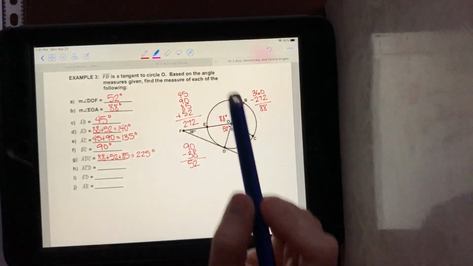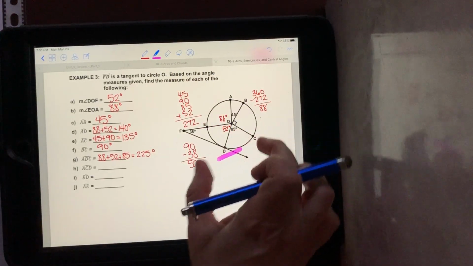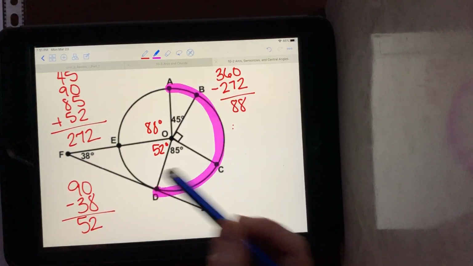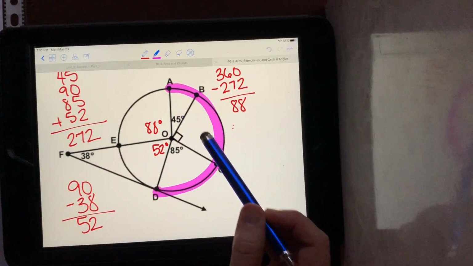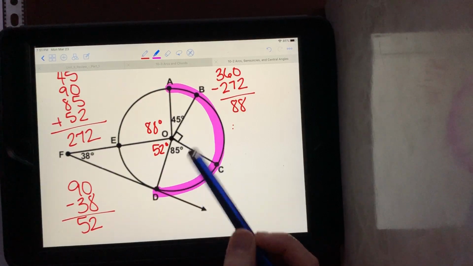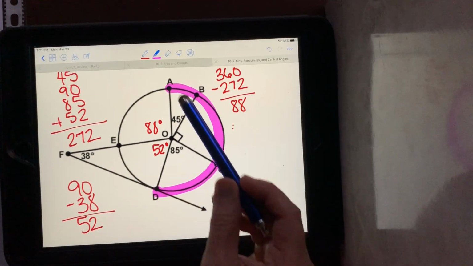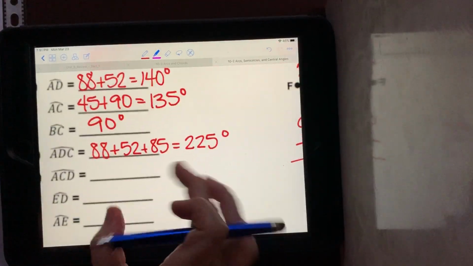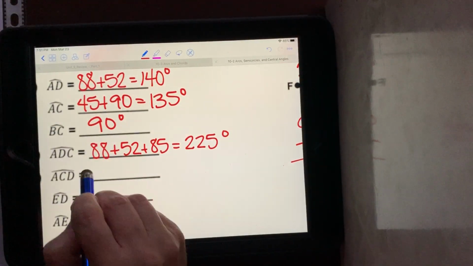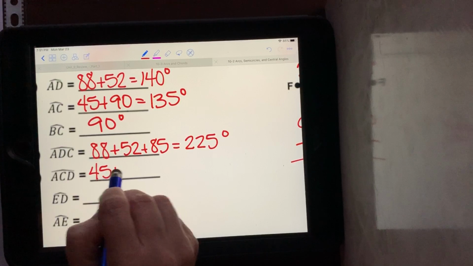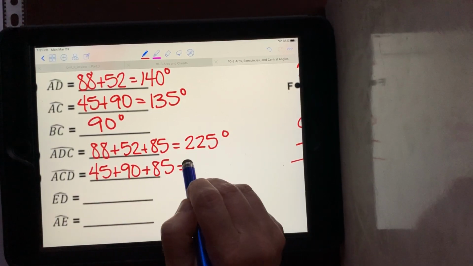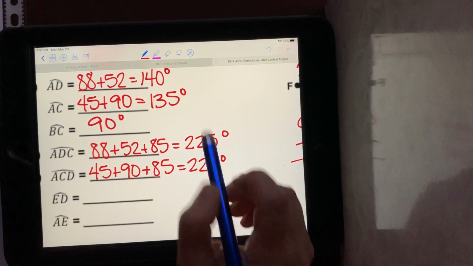All right, so next one, ACD. Now we're going this way, and we have to include all three of those. So we're going to add up a 45, a 90, and an 85 to get the measure of that arc in degrees. So again, we have 45 plus 90 plus 85, which gives us 220 degrees.